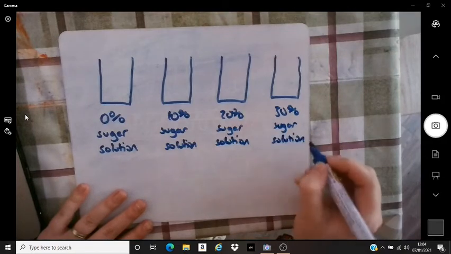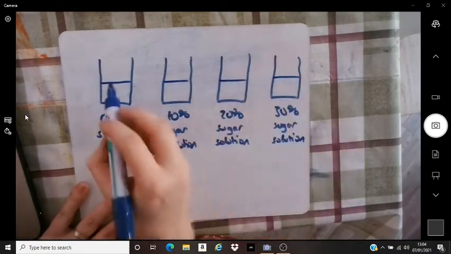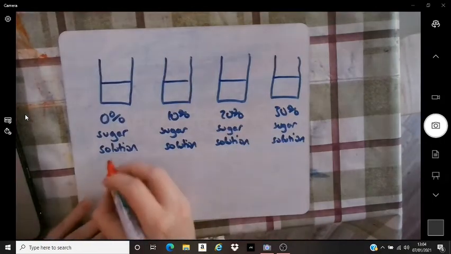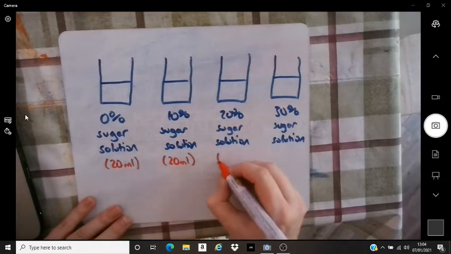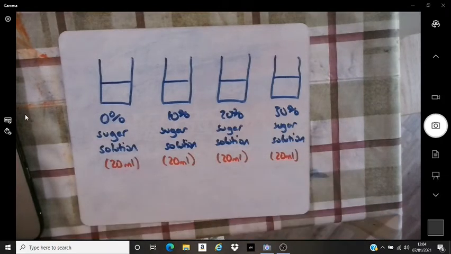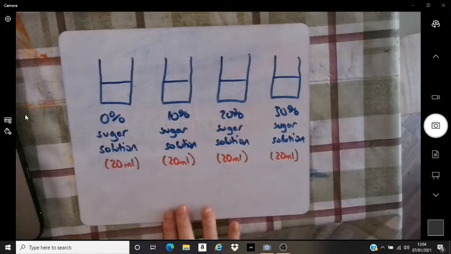And let's put 20 mils in a beaker of each. Okay, so 20 mils of each of those solutions go into that beaker. I'm making sure I do the same volume of sugar solution because it is a control variable that's going to improve the validity of my investigation. To improve validity, I will also do repeats at each concentration, but that's going to be a pain to draw 3 different beakers for each. But I would do repeats to get that validity as well.